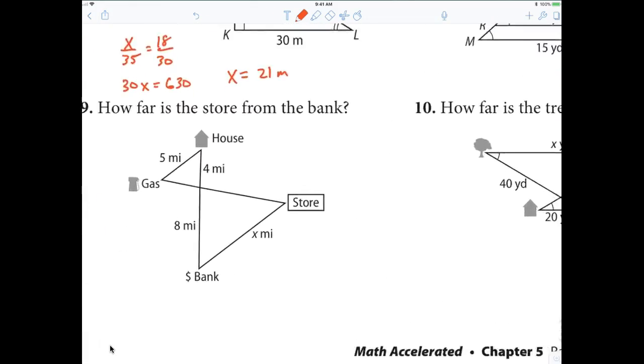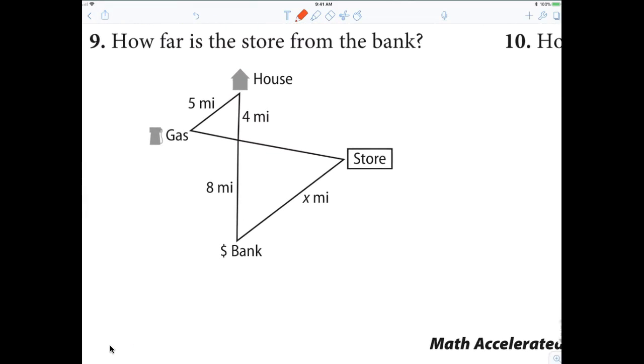All right, now let's take a look at question number 9. All righty. Now, anybody notice anything here? We should be able to kind of look at this and tell me what the answer is.